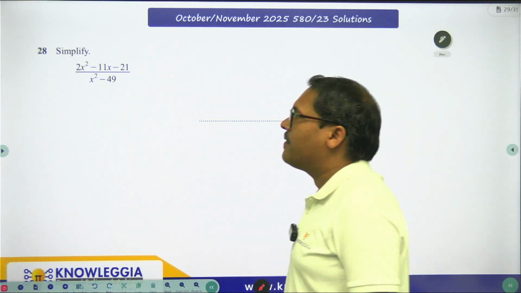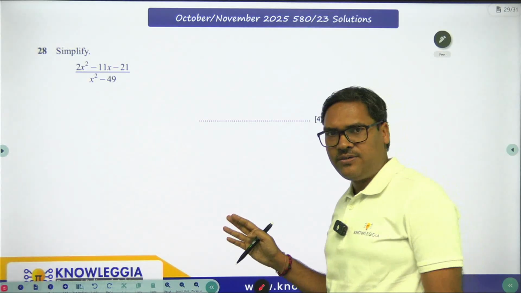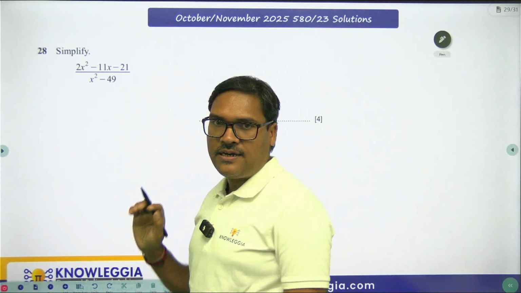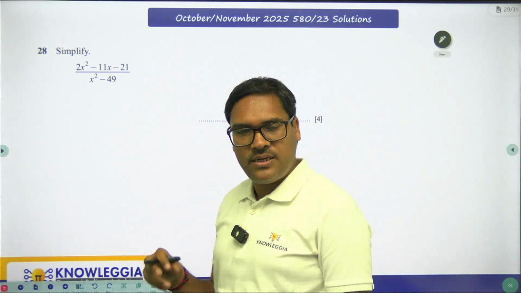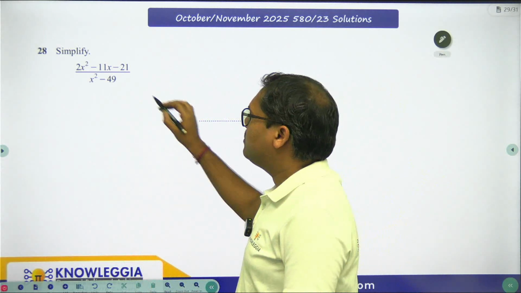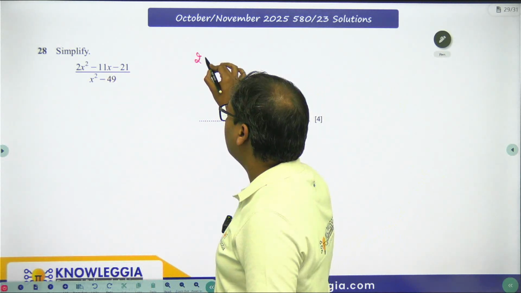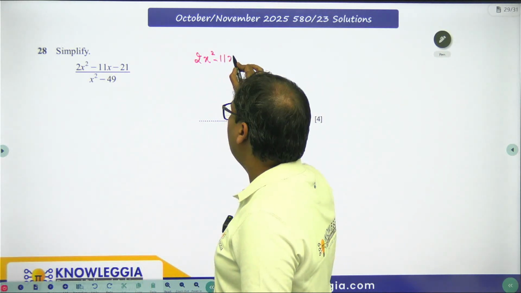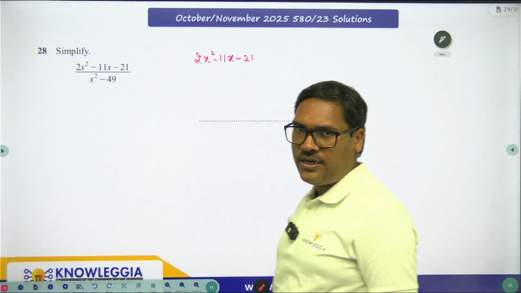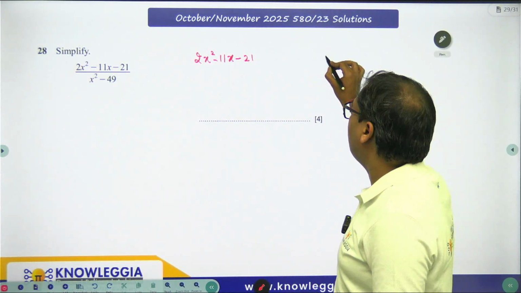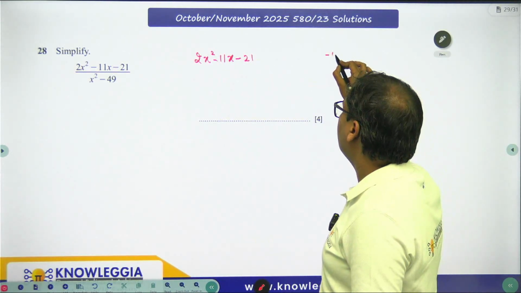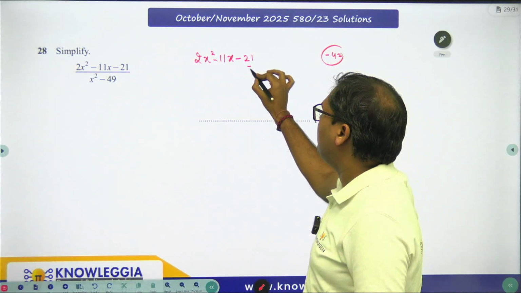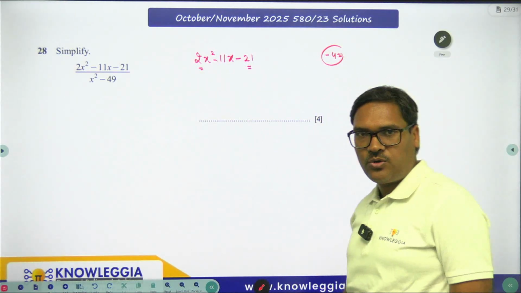Now the next question. You have to simplify. Again, a very standard question. You have to simplify this, that is, you have to factorize the numerator and denominator and cancel out the common factor. So what is the numerator? This is 2x square minus 11x minus 21, right? So you can see we have to write minus 42, that is, negative 21 into 2.